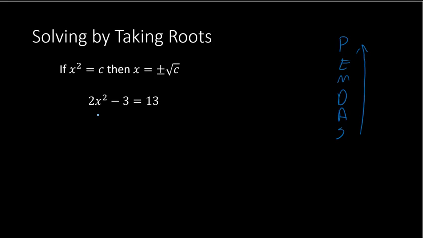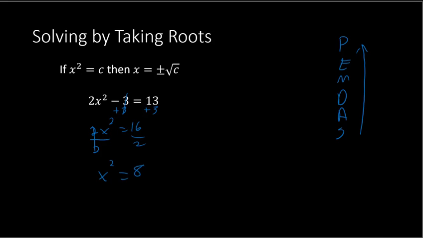So if you see it just in one term like this with an x squared, we can work in reverse order of operations. So we take care of subtraction first. We do that by adding. So we add 3 to both sides to get 2x squared equals 16. And then we take care of division next. So we divide both sides by 2. So we have x squared equals 8.